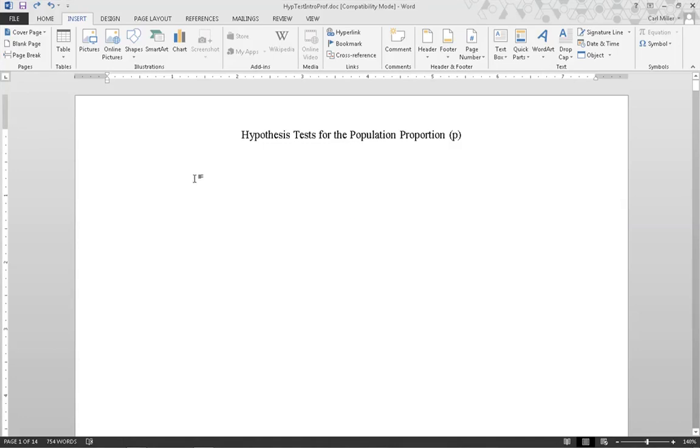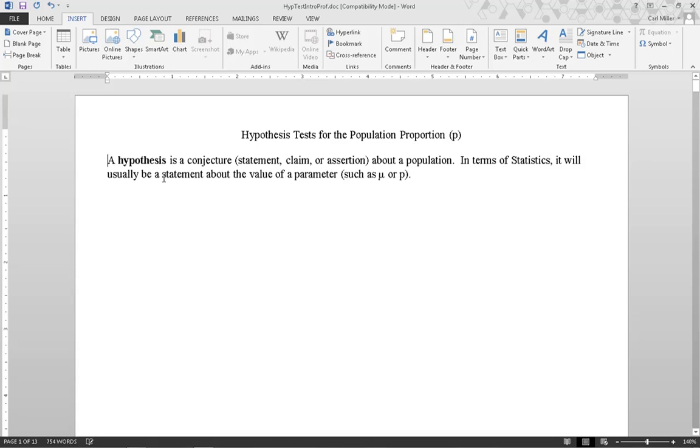Hypothesis test for the population proportion. A hypothesis is a conjecture, or a statement, or a claim, or an assertion about a population. Now, in terms of statistics, it will usually be a statement about the value of a parameter, such as the population mean mu or the population proportion p.